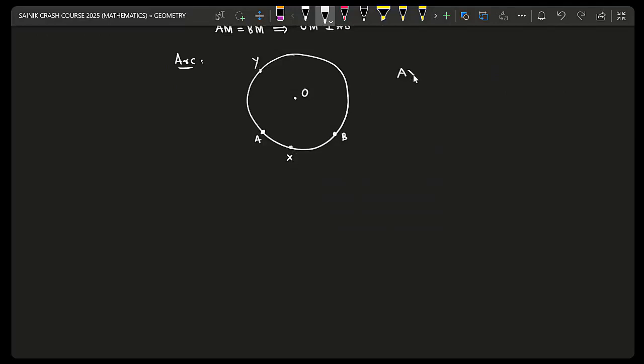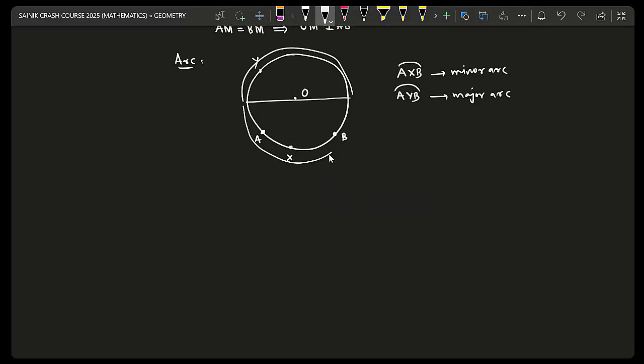The arc which is passing through X, AXB, that means this arc, is called the minor arc. And the arc which is passing through the point Y, from A to Y to B, AYB, is called the major arc. Minor arc means less than semicircle and major arc means more than semicircle. You know, semicircle means exactly two parts. So this is a semicircular arc. If any arc is less than a semicircular arc, it is minor. If any arc is more than a semicircular arc, it is a major arc. So that is about the arc.